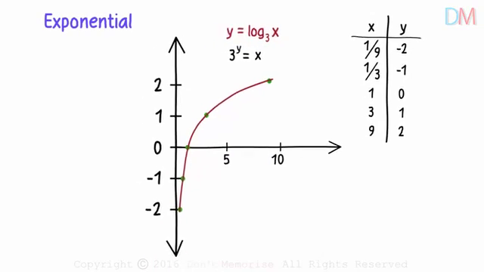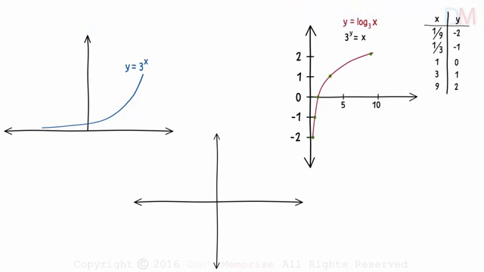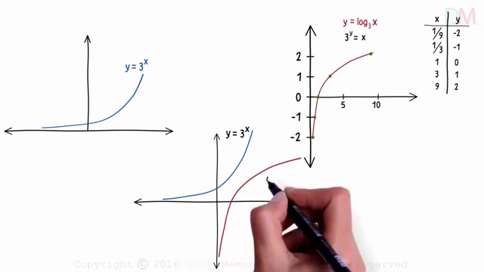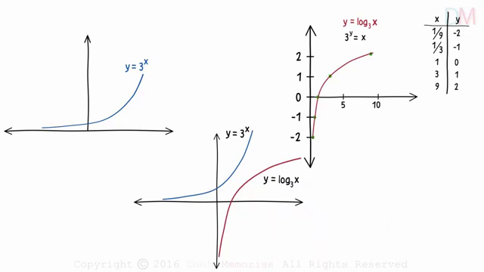Now let's compare exponential and logarithmic graphs. To understand it better, we can plot them side by side. This is the graph of the exponential function y is equal to 3 to the power x. And this is the graph of the logarithmic function y is equal to log x to the base 3. What can you infer by looking at these two plots? Do you think they are mirror images of each other?